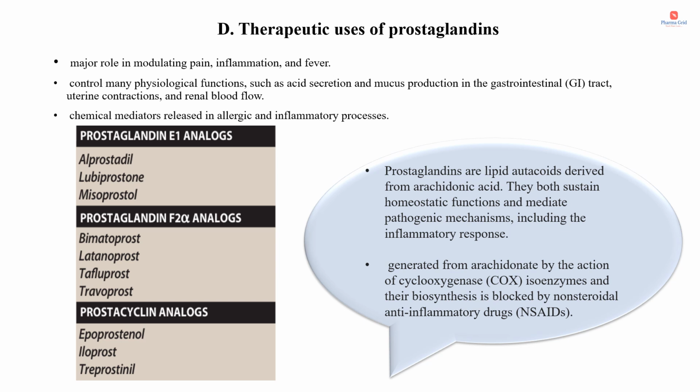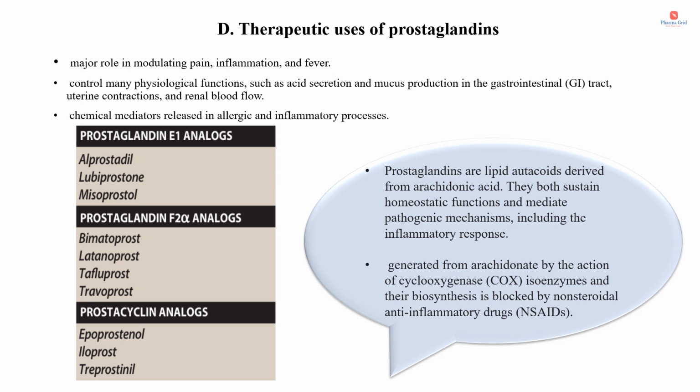In summary, we can say that these prostaglandins are lipid autacoids derived from arachidonic acid. They both sustain homeostatic functions and mediate pathogenic mechanisms, including the inflammatory response. They are generated from arachidonate by the action of cyclooxygenase isoenzymes, that is COX-1 and COX-2, and their biosynthesis is blocked by non-steroidal anti-inflammatory drugs.